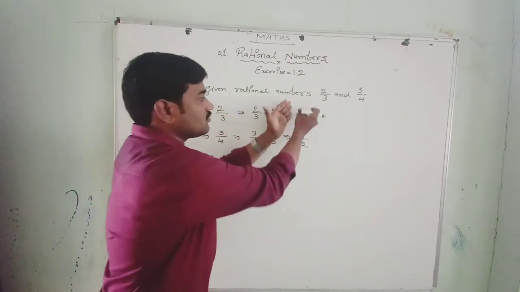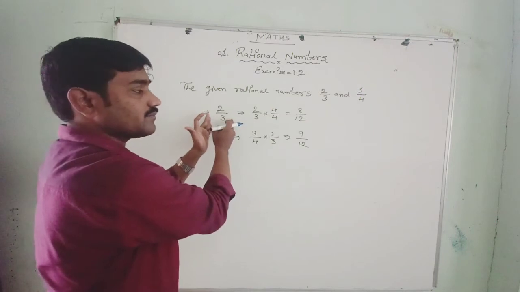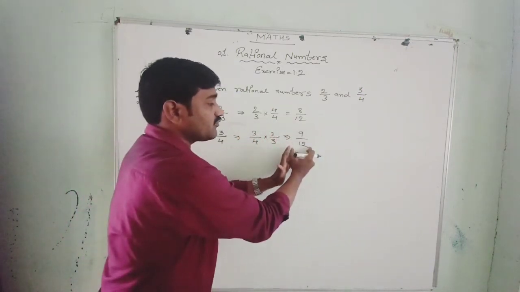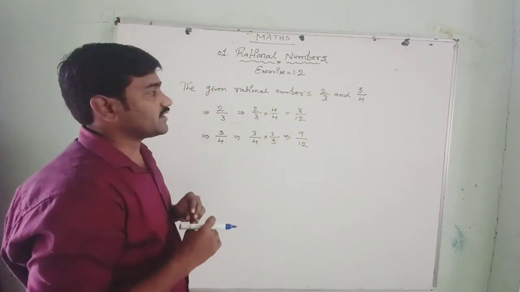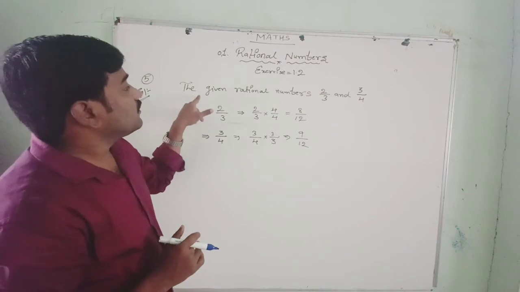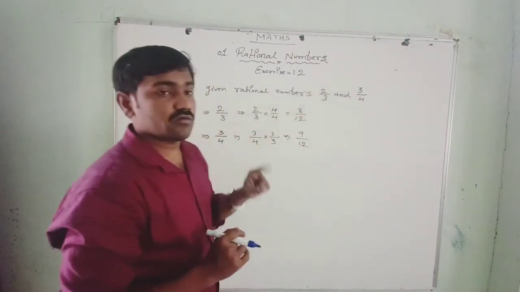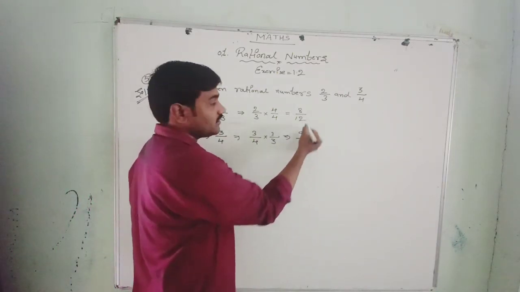2 by 3 is equal to 8 by 12 because when you cancel this 8 by 12, again you get 2 by 3. This 9 by 12 is equal to 3 by 4. When you cancel this 9 by 12 in the 3 table, you get 3 by 4. That means equivalent fractions we are writing. Now we have to observe. Okay, we have to write one rational number between 2 by 3 and 3 by 4. Only one rational number. Let us see now, as denominators are same here, 12 and 12.